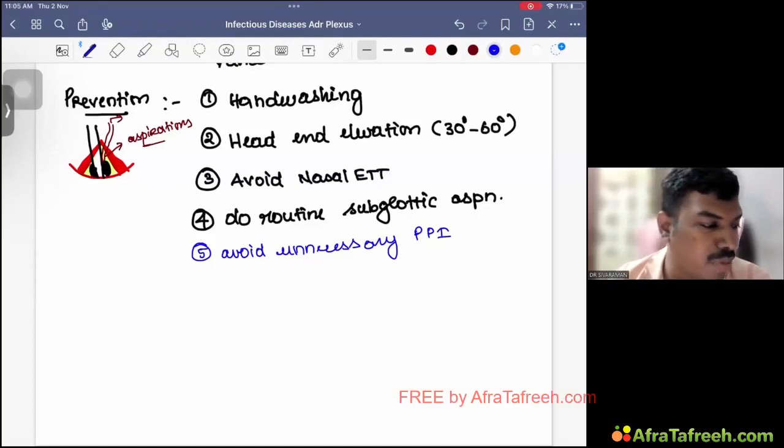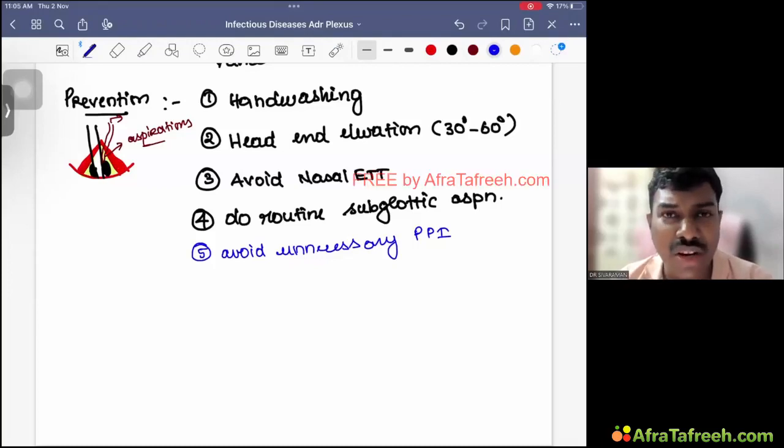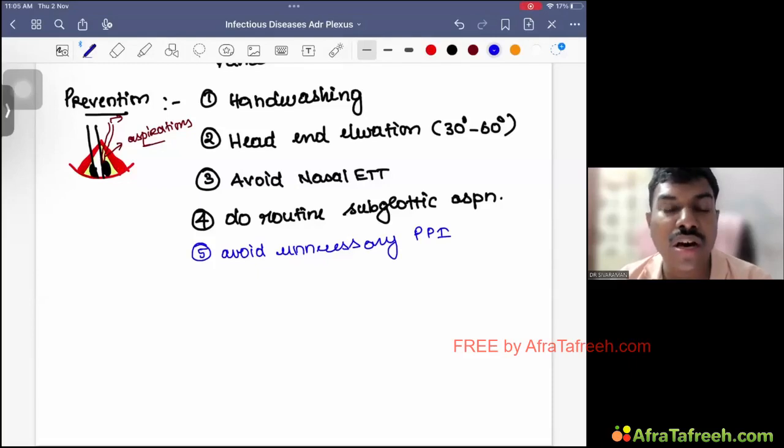The problem with the PPI is that it will suppress acid secretion. Because the patient is intubated, there is a high chance of stress ulcer in these patients. So for that, you can go for sucralfate, etc. But they are not so effective. Even though they try to reduce VAP incidence, they can cause stress ulceration, which is going to worsen. So you have to be very, very careful.